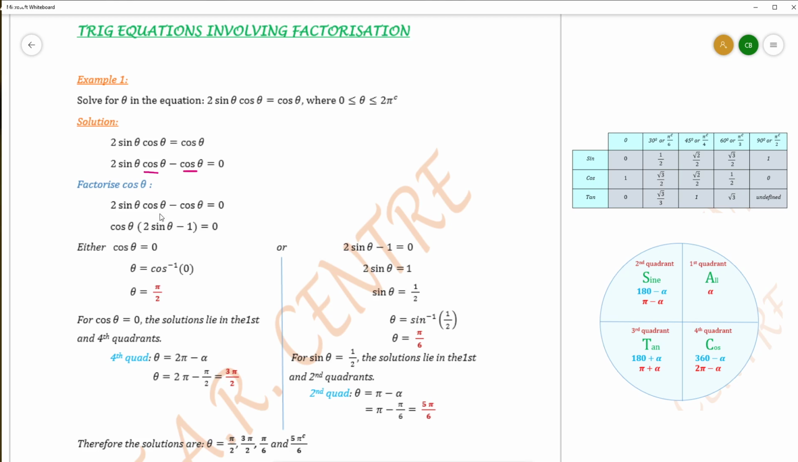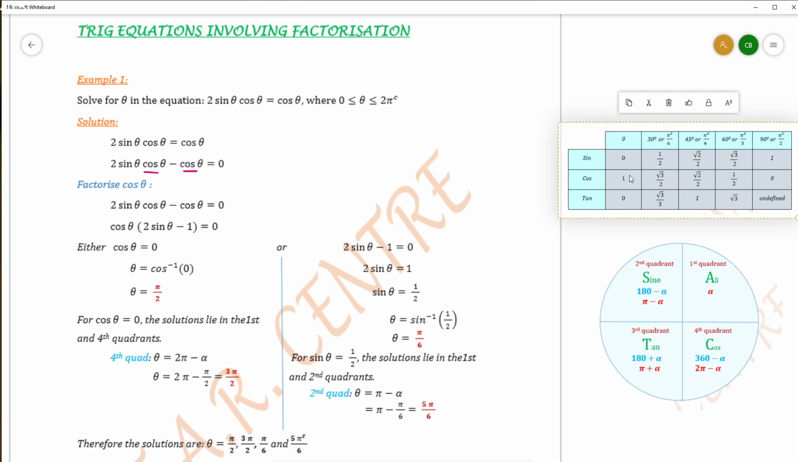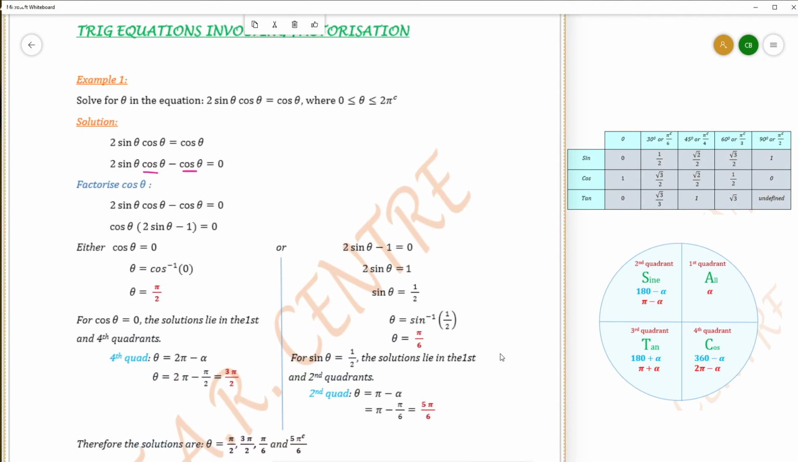Now on the side we had our second part where we had 2 sine theta minus 1 equals 0. So we have 2 sine theta equal 1, and then sine theta would be equal to a half. So theta would be sine inverse of a half. Now let's look at this table one more time. So we have sine of pi over 6 is equal to a half. Then we have sine inverse of a half will give us back pi over 6. So here we have sine inverse of a half equal pi over 6.